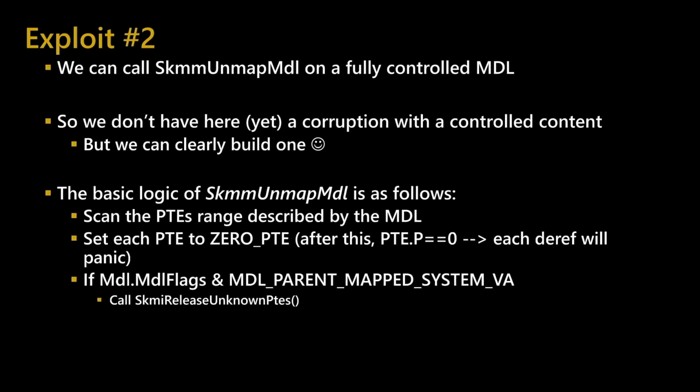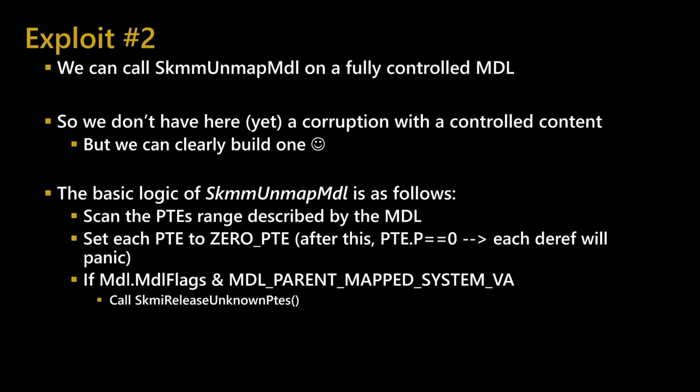Okay, great. So we have the vulnerability, we have the POC, we know everything, and now it's time to get the actual work started. Please note that we don't have here a memory corruption with a controlled content primitive yet, but we can clearly build one. And in order to build one, we really need to understand the functionality of SkmmUnmapMdl. Now this happened to be super simple.